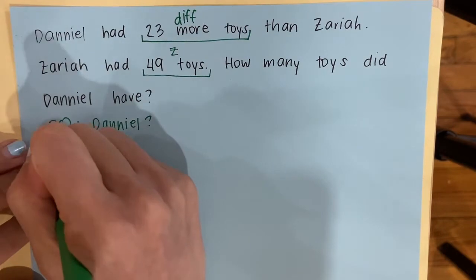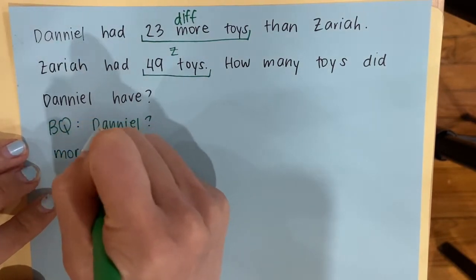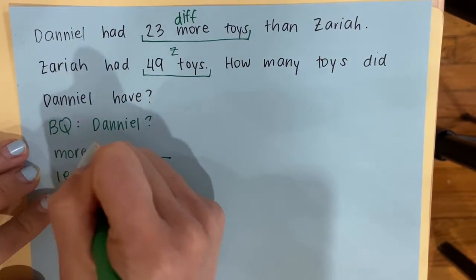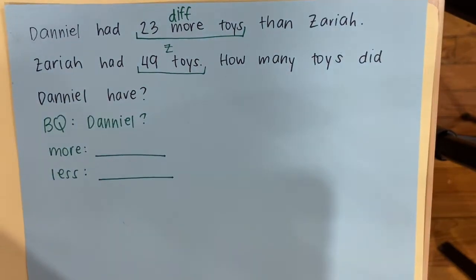Let me do that right now. So let me jot more and less. I want you to figure out who is more and who is less. Only press play when you're ready to see the answer.